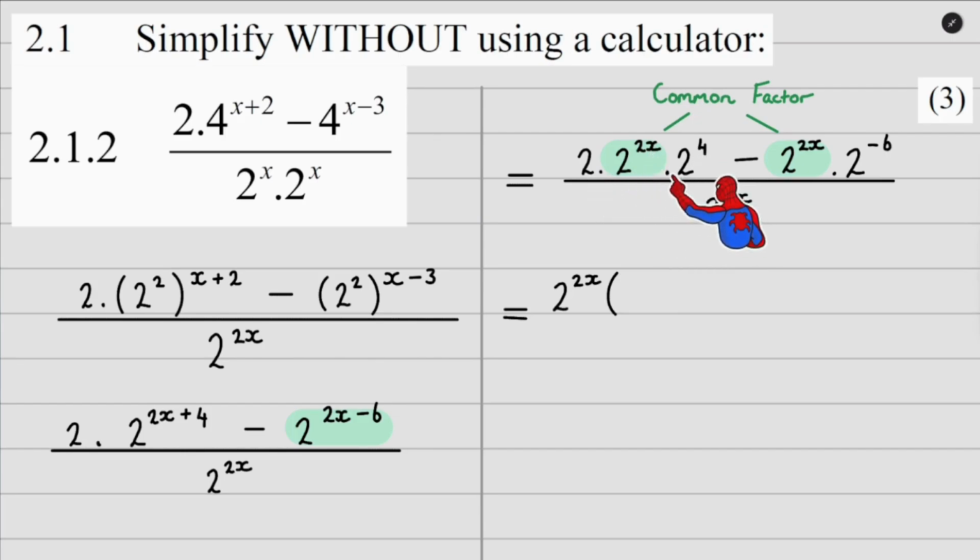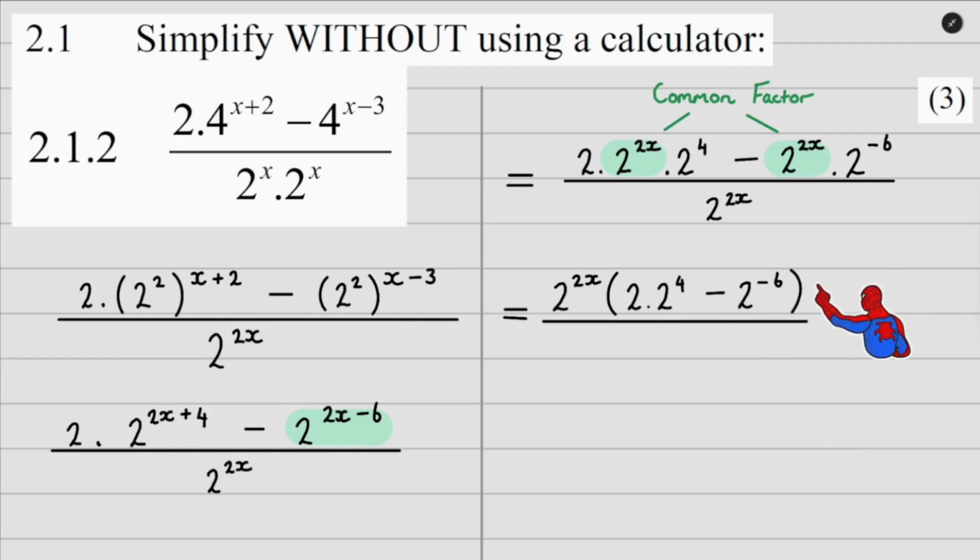So there's a 2 times 2 to the power of 4 left over with the first term. Okay, the minus will stay in the middle. And from the second term, I removed this, so I'm only left with a 2 to the power of minus 6 in the second term. And then the bottom chills for one last time.